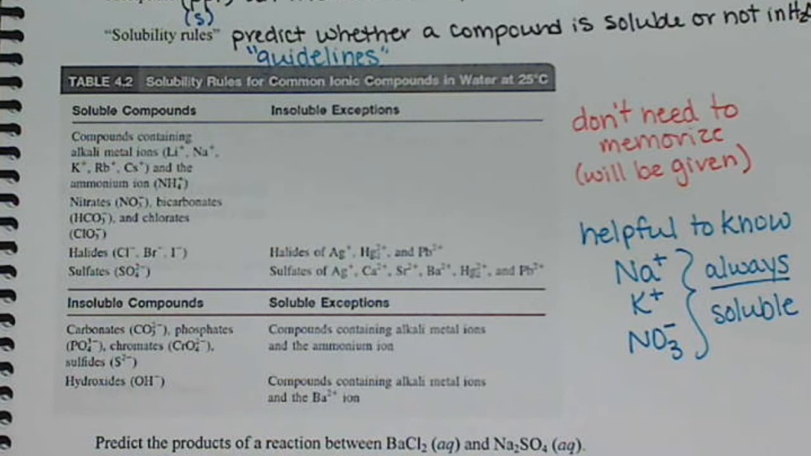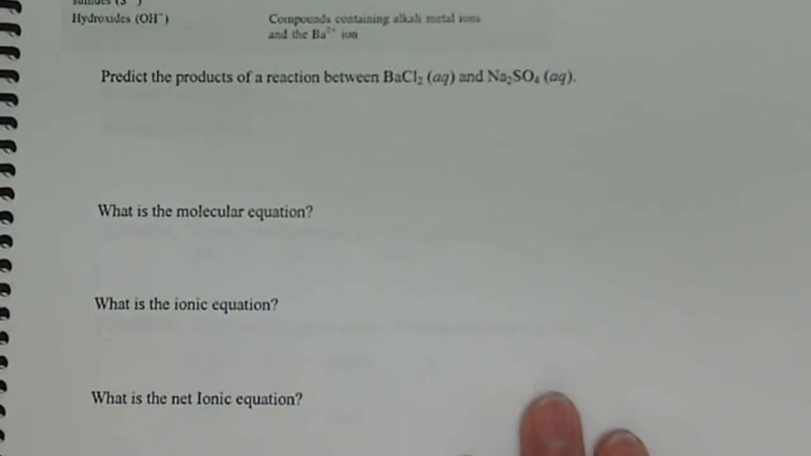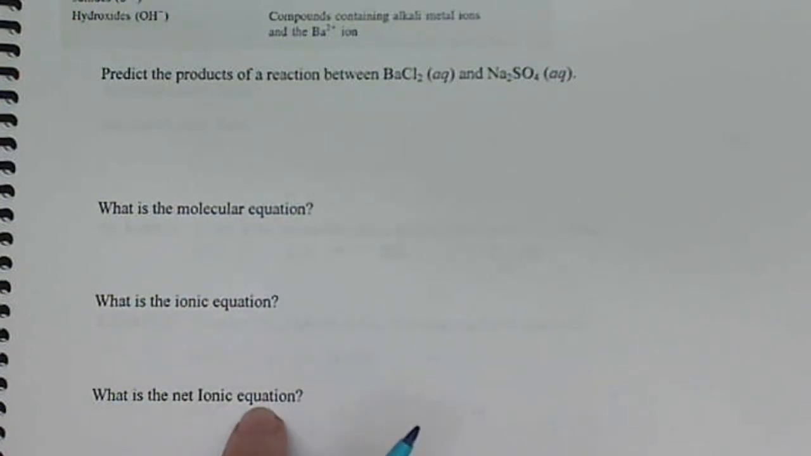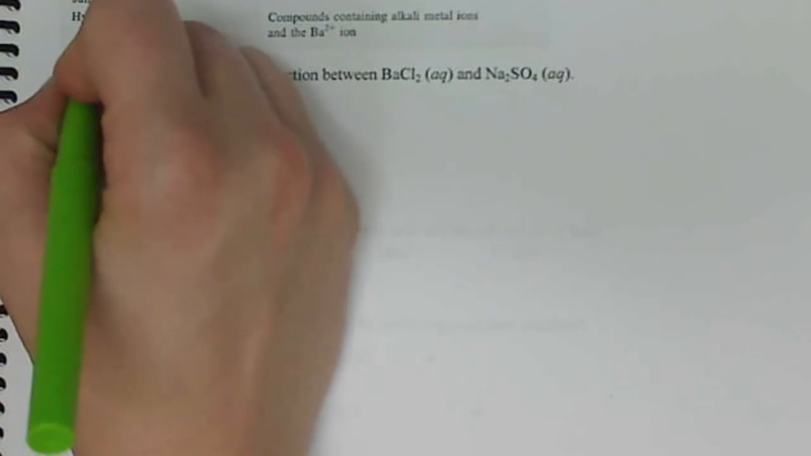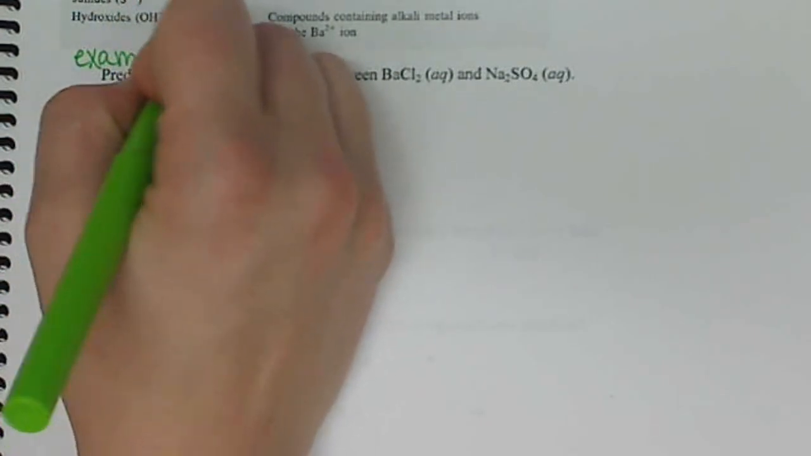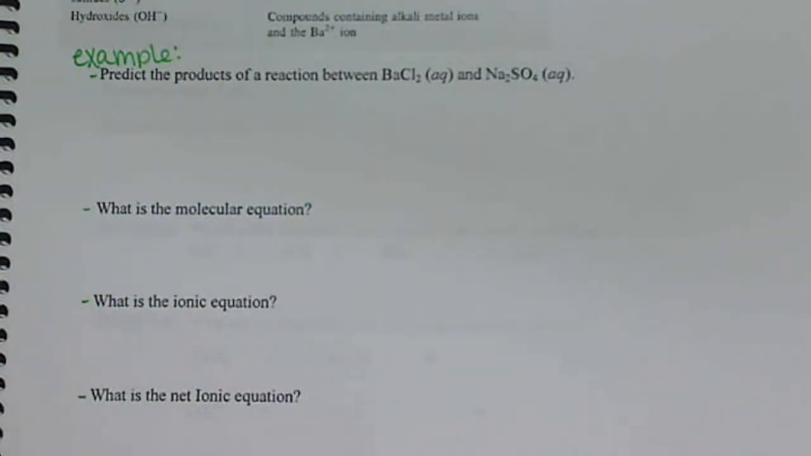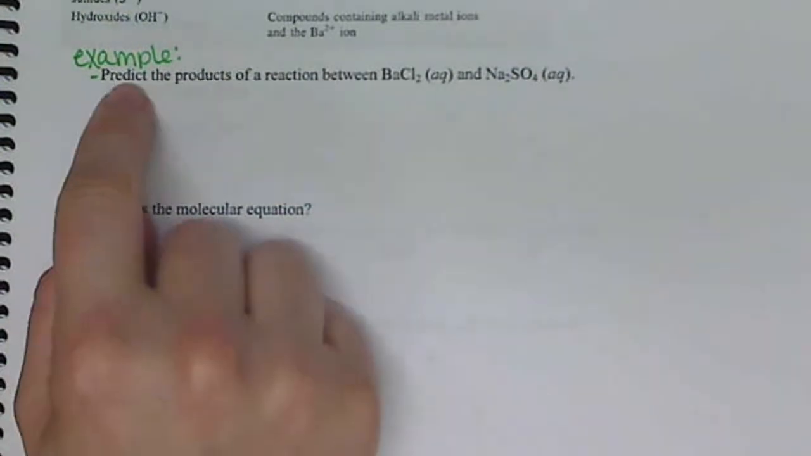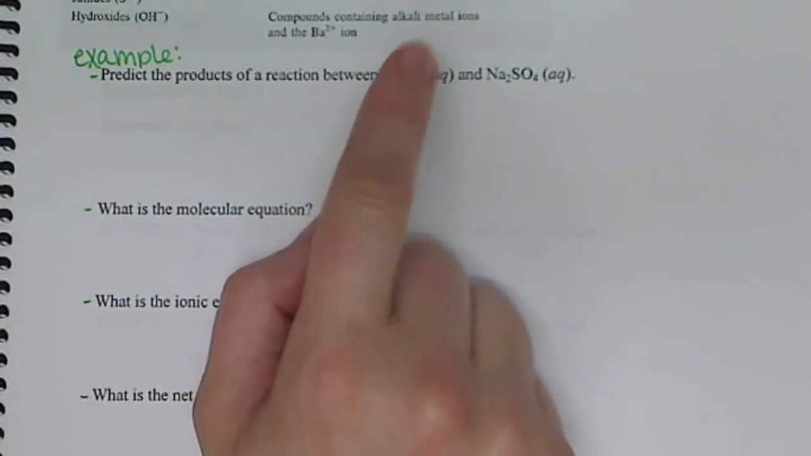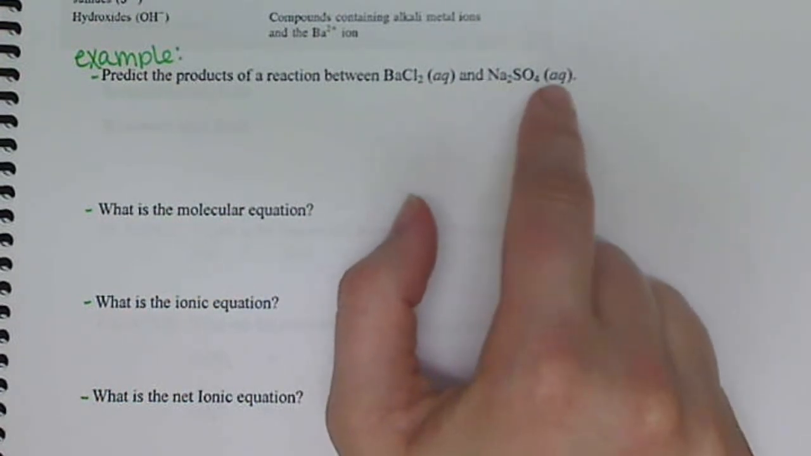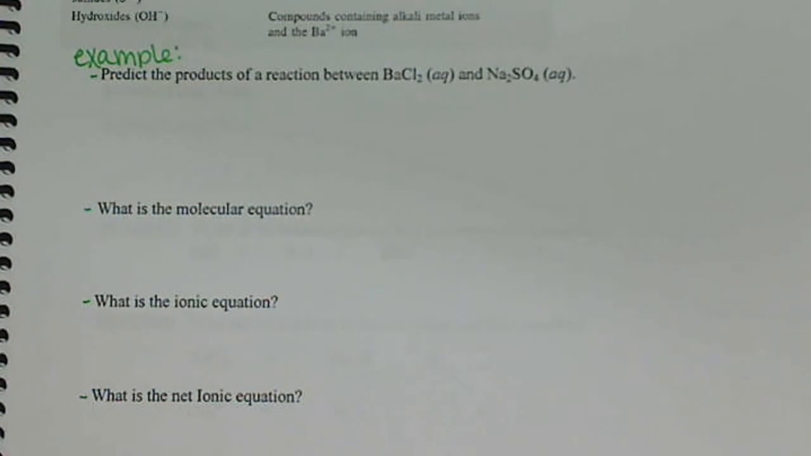All right, so let's do an example of looking at a reaction and the different representations we can write out for a precipitation reaction. So this is an example, and essentially we're looking at 3 different components. These all work under the same example. So first, we want to predict the products of a reaction between barium chloride, which is aqueous, meaning it's in water, and sodium sulfate, also aqueous, so in water.